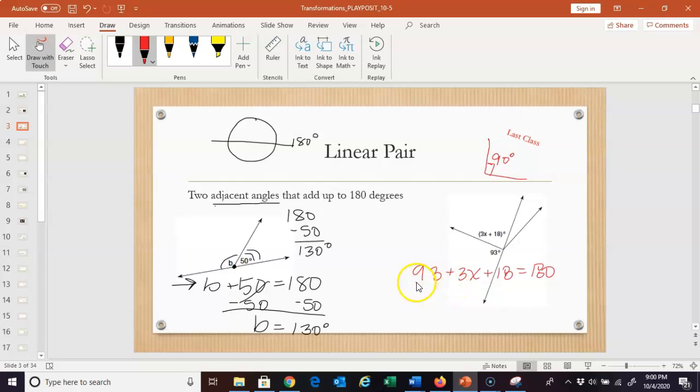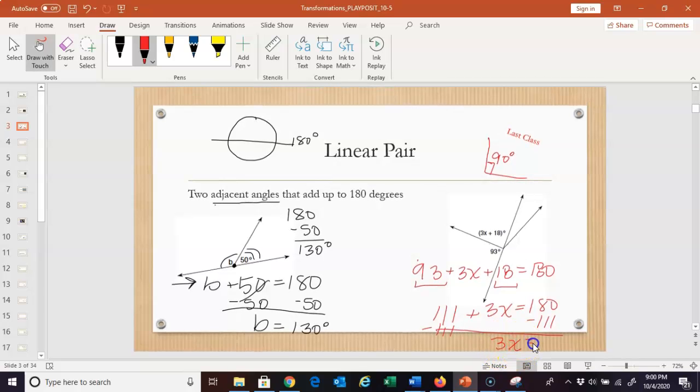So let's combine like terms, 93 plus 18. And don't forget, you can use your Desmos calculator in this class. I got 111 plus 3x equals 180. And then we'll subtract 111 from both sides. I'm always running out of room. I'm always doing that to myself. Always. All right, so this is going to be 69, right?